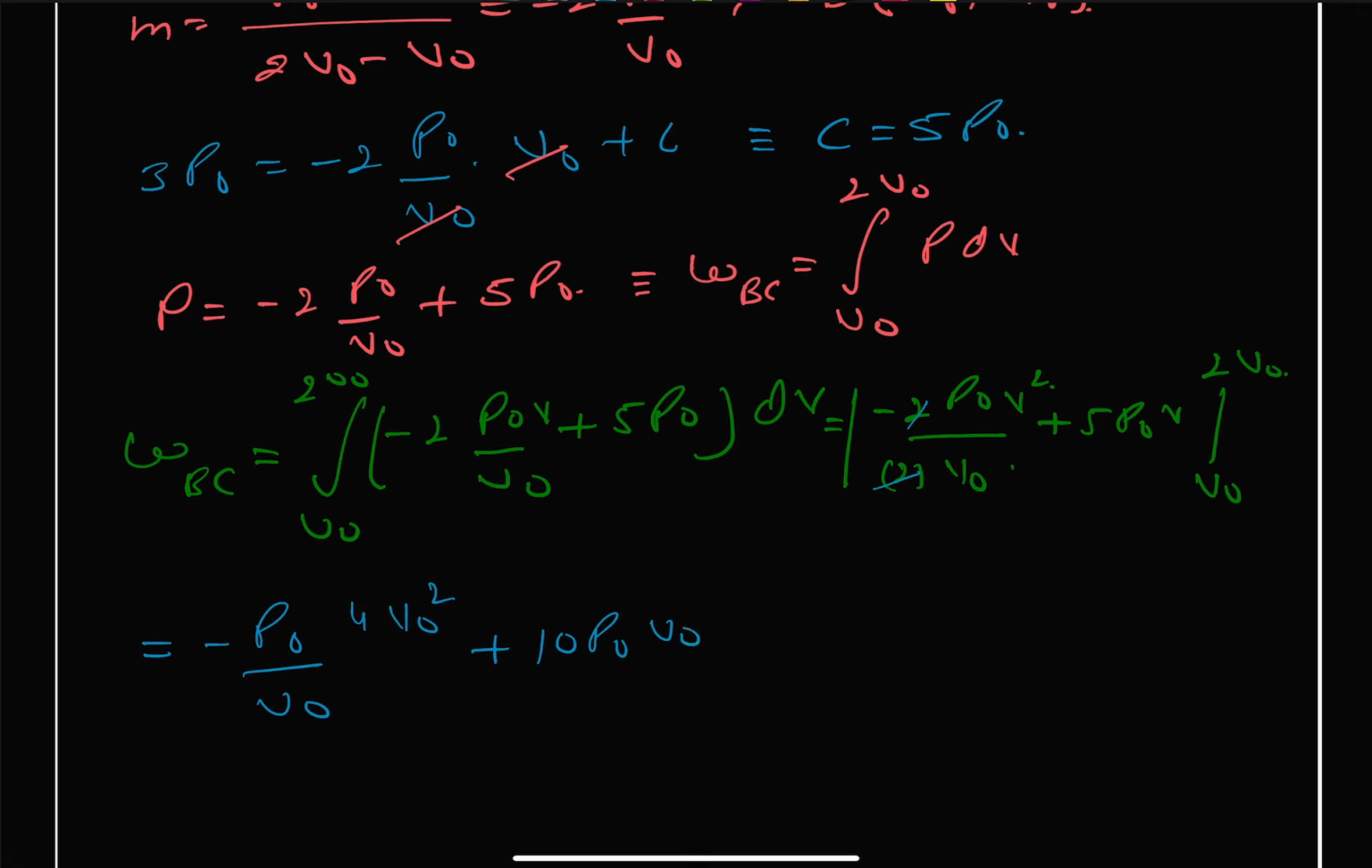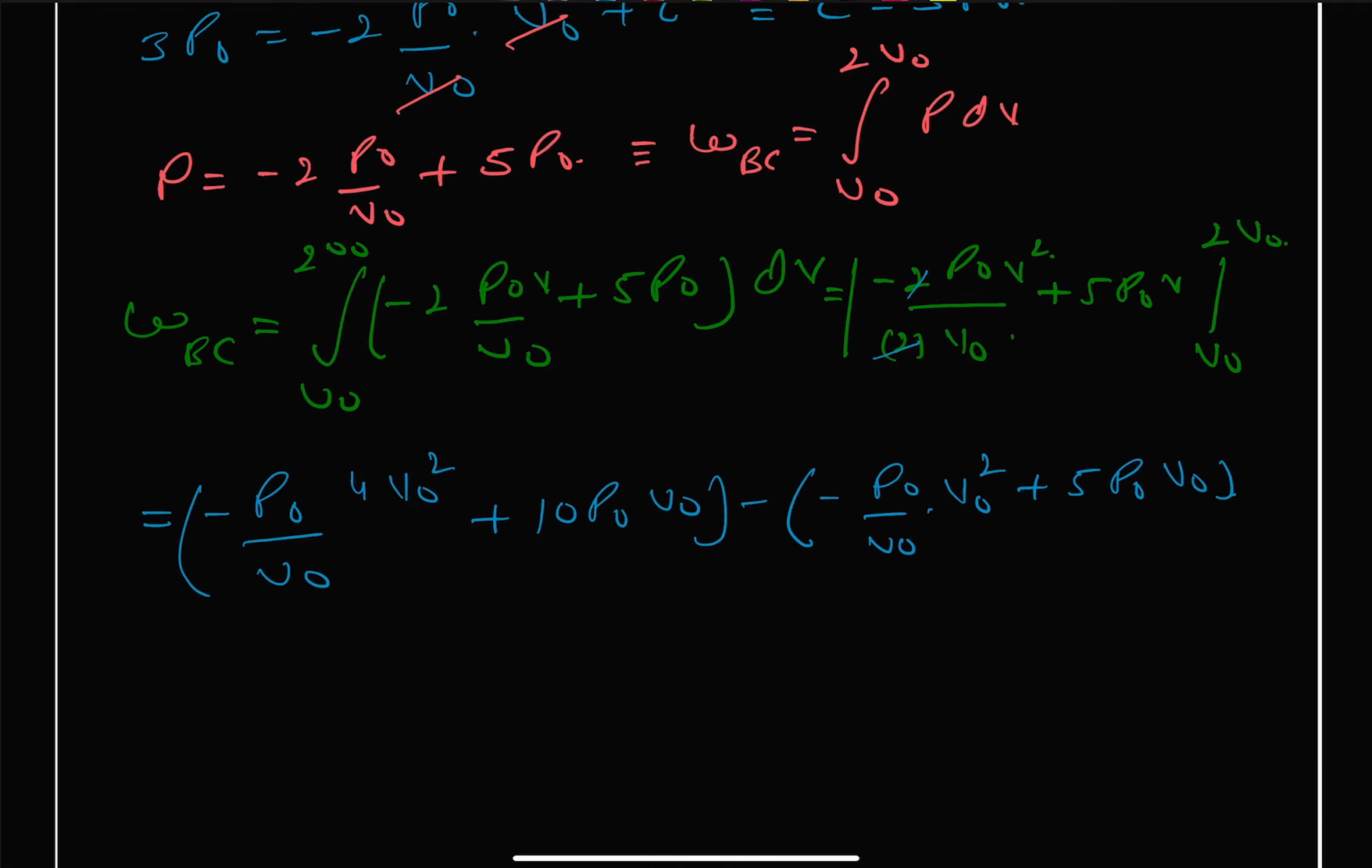P naught V naught minus the lower limit V naught, so this comes as minus P naught V naught square plus 5 P naught V naught, and this square goes away here also and here also. So we are left with minus P naught, 4 P naught V naught, and this is about 10, so this will be coming as 6 P naught V naught, and on the other side we get 4 P naught V naught.